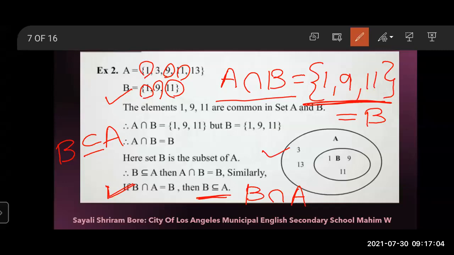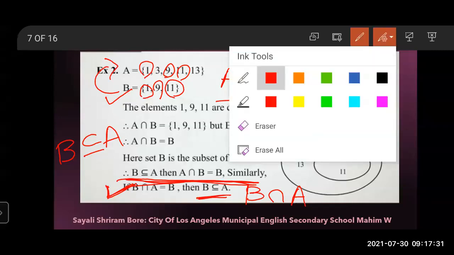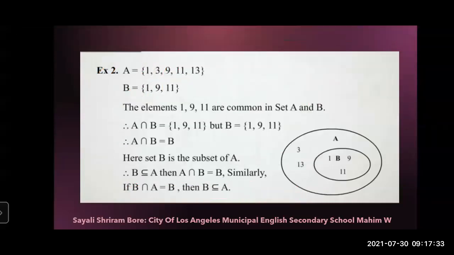But keep in mind that if you find the intersection of the two sets, and that intersection is equal to one of the sets, for example here B, then that set B is a subset of A. So this is one of the properties. We will see it further, but this is an explanation of that property.